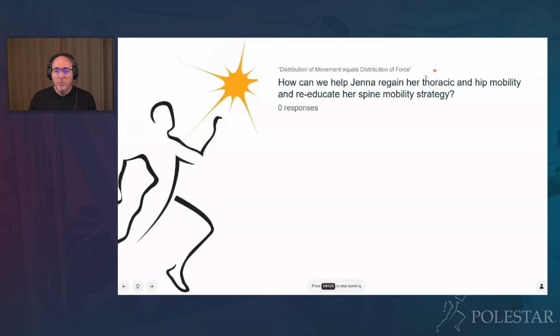So here we go. How can we help her regain her thoracic and hip mobility, and re-educate her spine mobility strategy? So now let's get a little bit more into the techniques that we're going to be using with her, what exercises, how do we educate her to be more self-reliant? How do we get her able to take the responsibility of her own body awareness and give her the tools to do that.